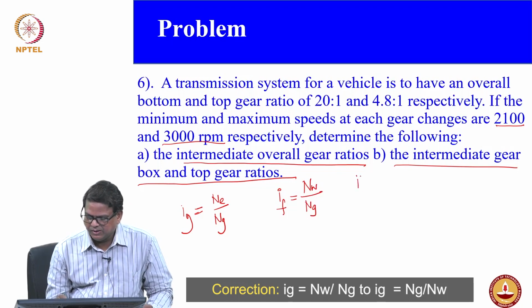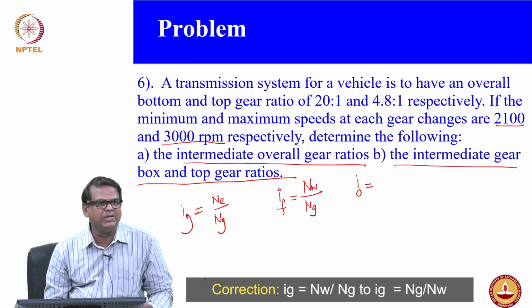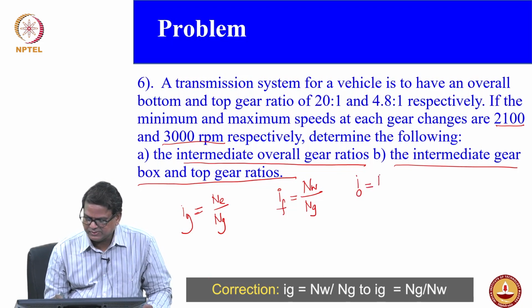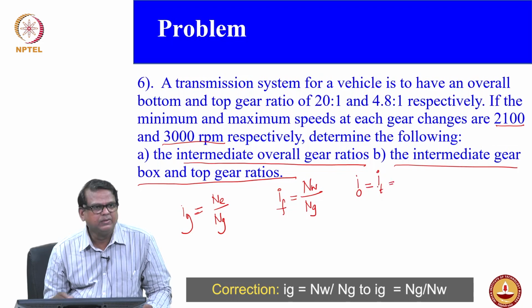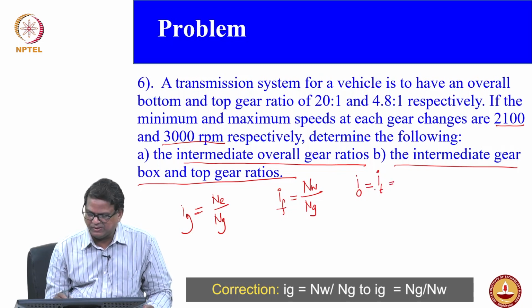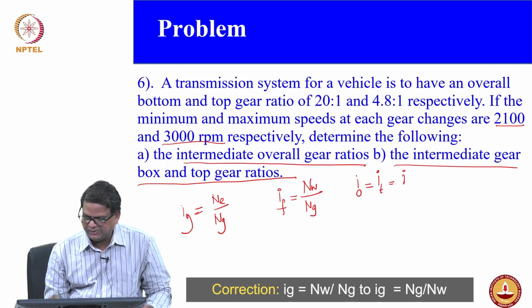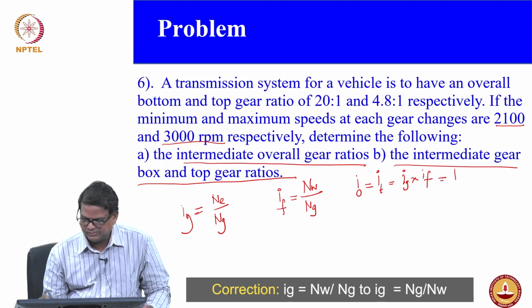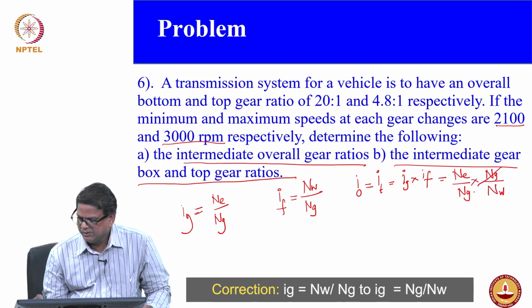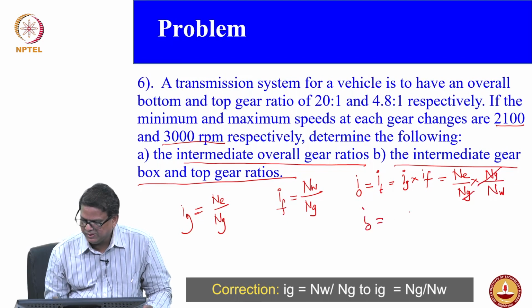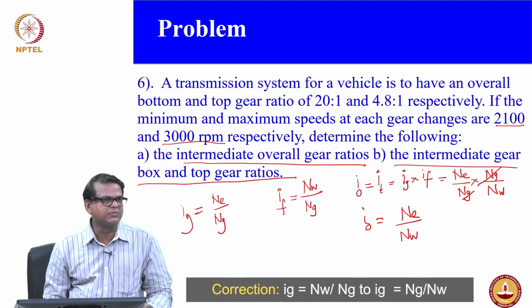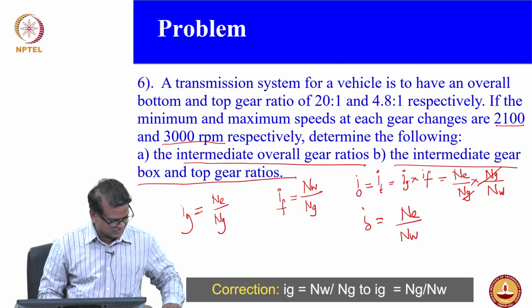Then Io is nothing but the overall speed ratio, or else It, the overall total drive ratio. Either way, the overall or total drive ratio is a multiplication of Ig into If, which in turn is Ne by Ng into Ng by Nw; the Ng cancels out. Then the overall ratio is the ratio between the engine speed and your wheel speed. This is what was already given, we have discussed about this.